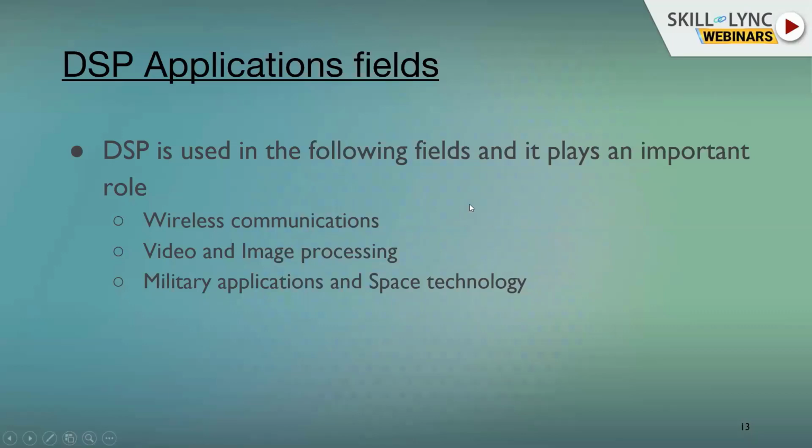Next, in military applications and space technologies, DSP is very important. It's not just about commercial usage; military applications have a very big role compared to the other applications, and it's very critical to use DSP there. Most of the engineers are working in military applications and space technology.